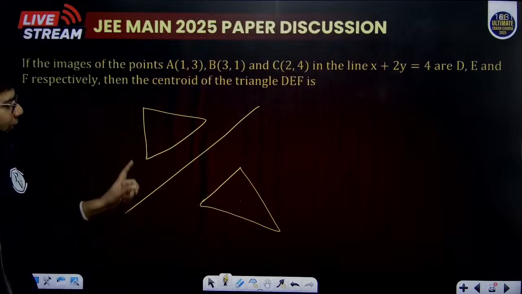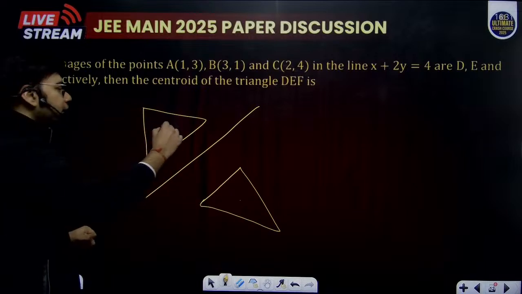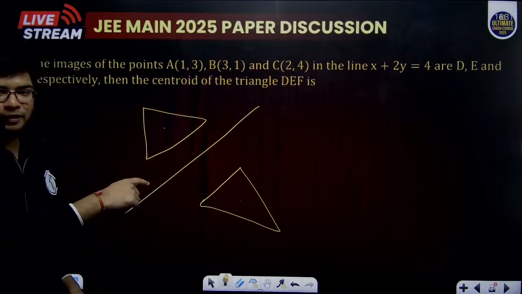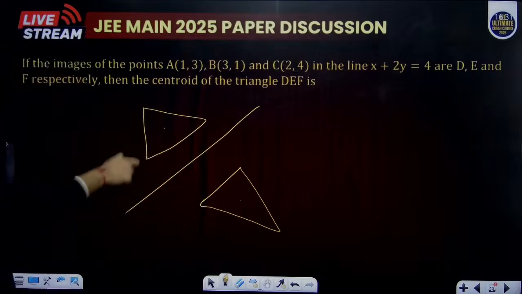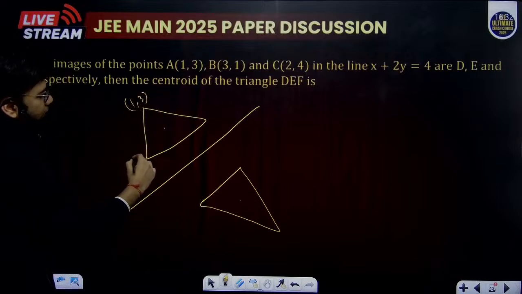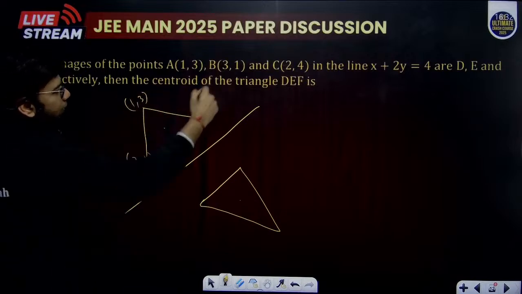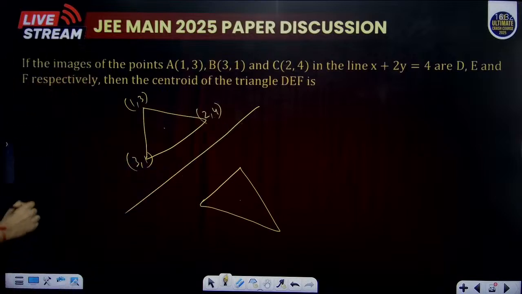So why calculate the image of each of the coordinates of the vertices when I can directly find the centroid of the given triangle and then directly find its image about this line? So let's do one thing. This point is given as (1, 3), this is (3, 1) and this point is (2, 4). So what will be the coordinates of the centroid?